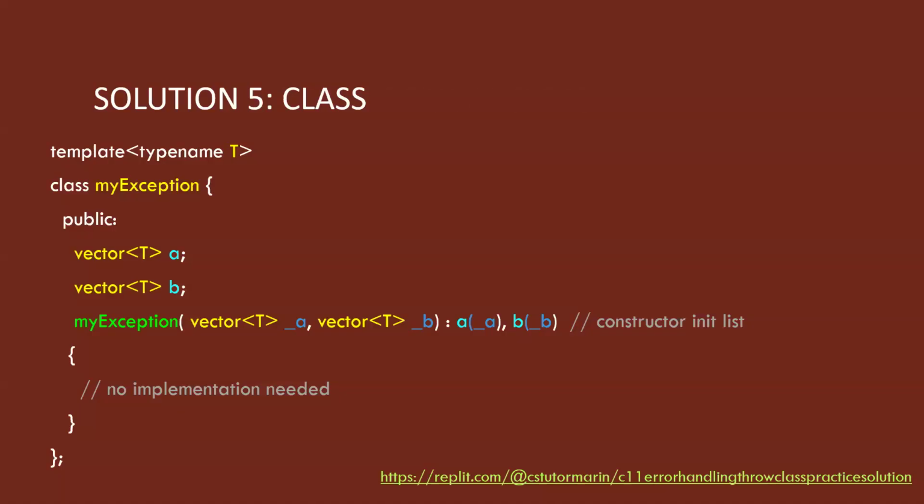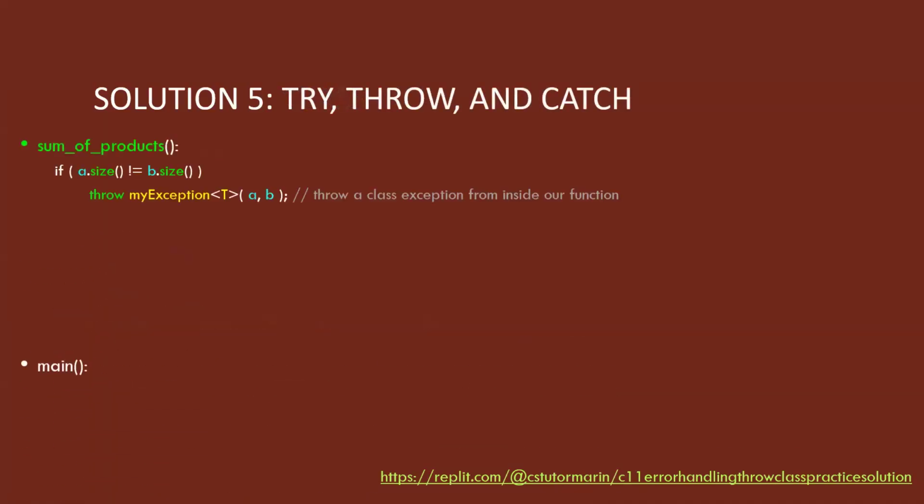We just configured it. And then when we throw it, we just say throw MyException<T> because it's a templated class. And T is coming from our templated function. So that's a pretty cool way of stacking these technologies. So SumOfProducts has a T. We just use that for the creation of an exception of the appropriate type, which is pretty darn cool.